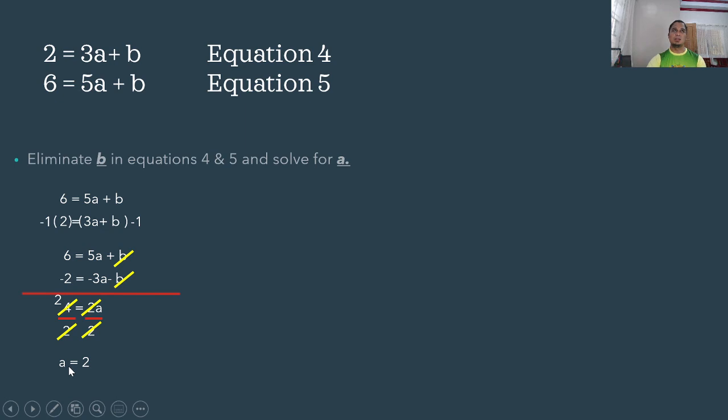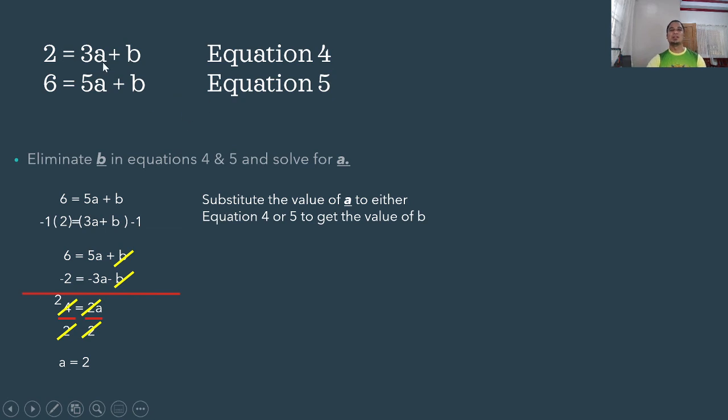2. And kung may value ng a, pabalik naman tayo. Once we come up with the value of a, pabalik na ulit. Diba, dito tayo. Isa-substitute natin ito either sa equation 4 or 5. Substitute the value of a to either equation 4 or 5 to get the value of b. Kahit saan. Now, for me, again, pipiliin ko pa rin yung mas maliit yung number.